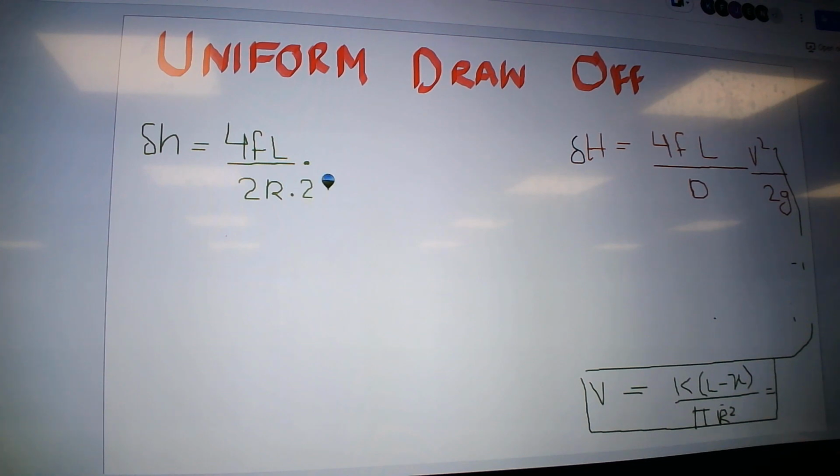So now v square. V square is that whole thing. To find the v square, I have to just square that whole thing. So let's square that one. When I square this thing, that will become k square (L minus x) square divided by pi square, and that becomes r to the power 4.